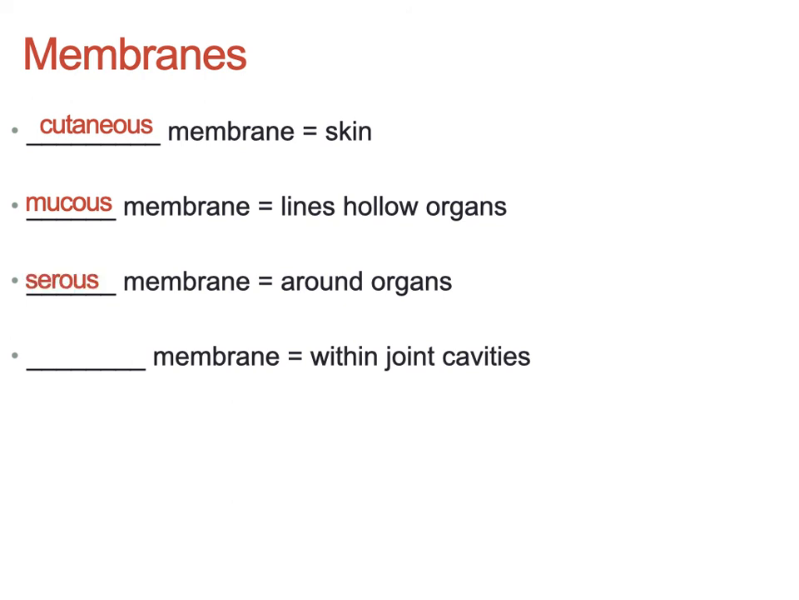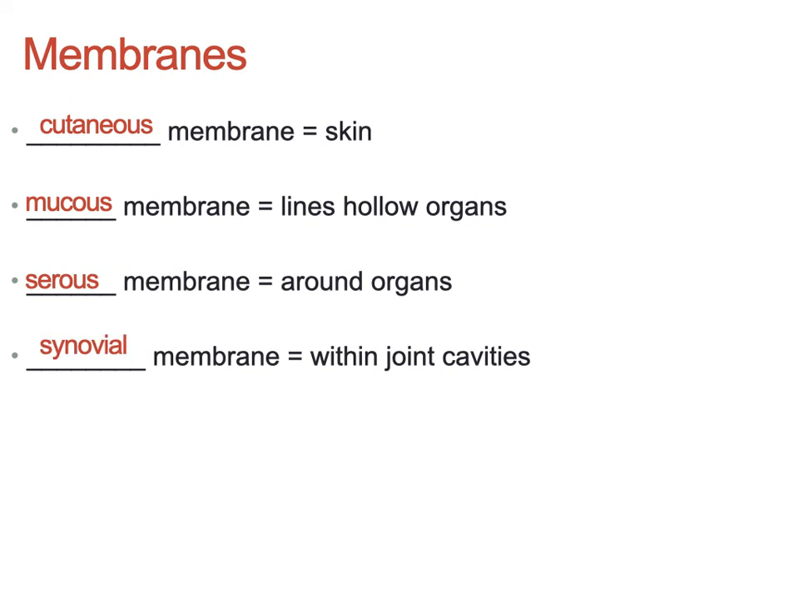A serous membrane lines cavities that do not open to the outside, and they cover organs located within those cavities. So serous membranes have two layers, an outer layer that lines the body cavity, that's called the parietal layer, and an inner layer that covers the internal organs, and that's called the visceral layer. Serous fluid is secreted by those cells, and this lubricates the membrane and reduces friction between the two layers.